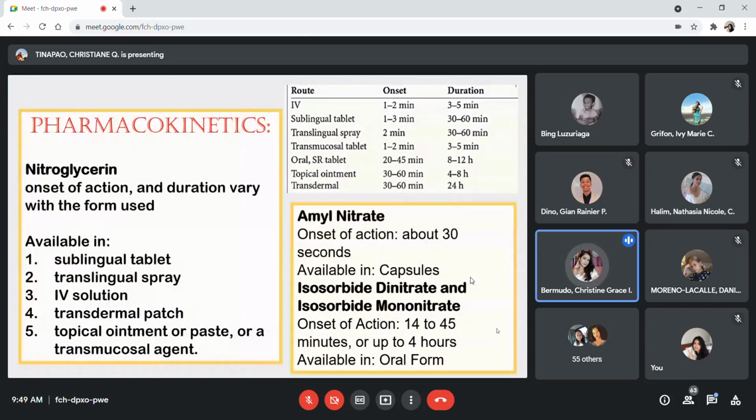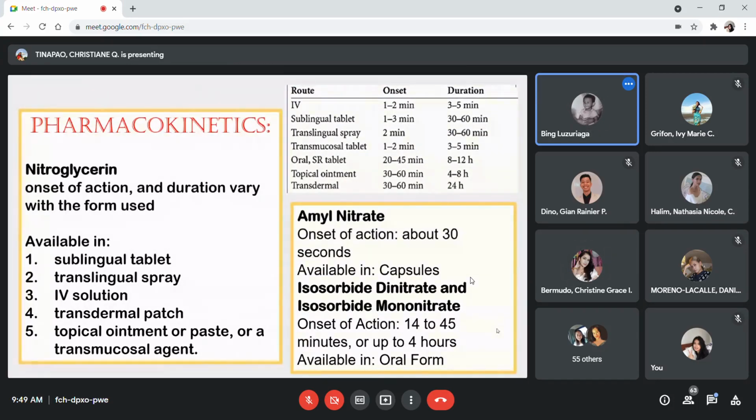Okay, Doc. So now let's move to the pharmacokinetics of nitrates. The available preparations are the sublingual tablet, the lingual spray, IV, and the transdermal patch, which contains nitroglycerin that you just stick on. Again, what is the mechanism of action of nitrates?